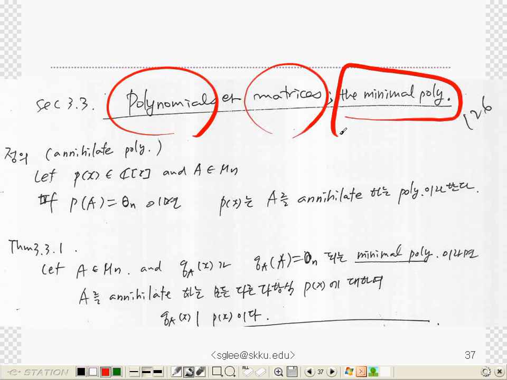Okay. I think it's going to work. Annihilating polynomial. P of x is a polynomial and A is a matrix. If P of A is a zero matrix, then we say this polynomial annihilates A. And we say P of x is an annihilating polynomial for A.